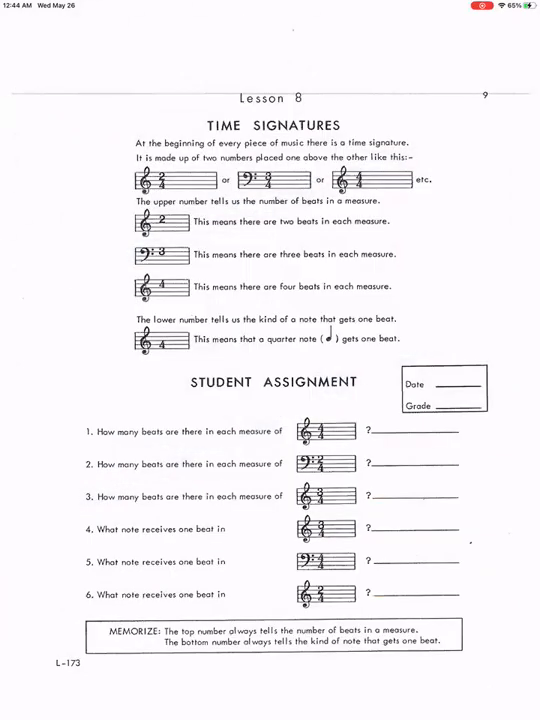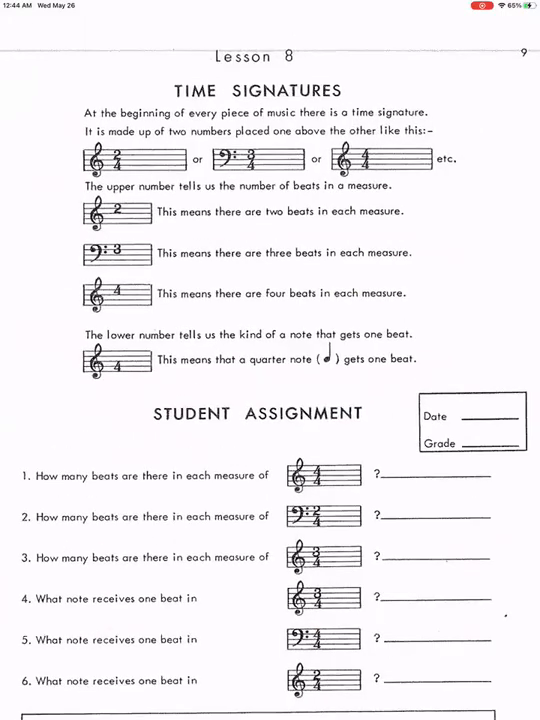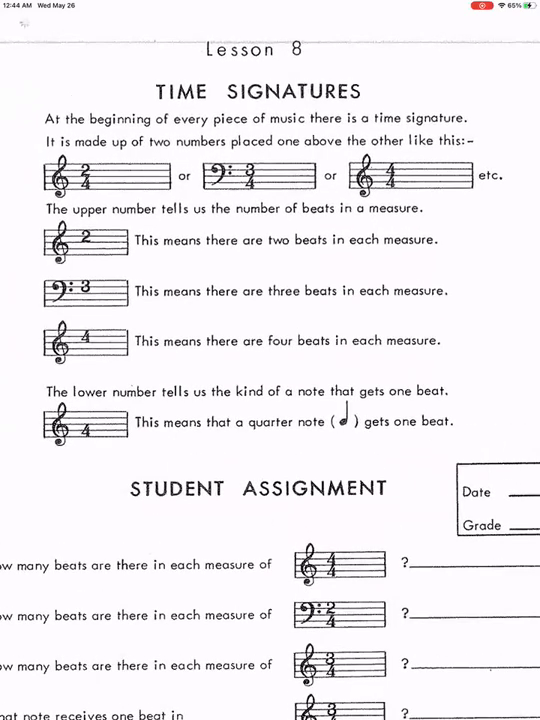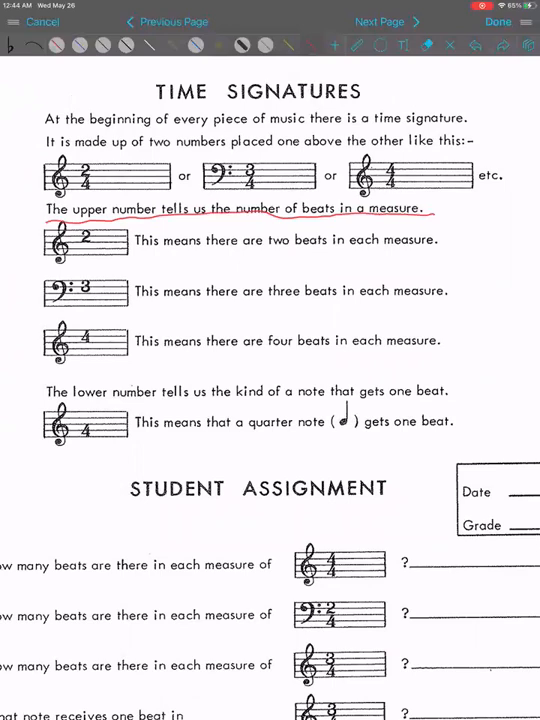Lesson 8, time signatures. So at the beginning of every piece of music, there's a time signature. There are 2 numbers placed, one above and one on the bottom, looking like this. The upper number tells us the number of beats in a measure. So when the top number says 2, it means there are 2 beats in each measure. If it says 3, it means there are 3 beats in each measure. If you have 4, that means there are 4 beats in each measure.